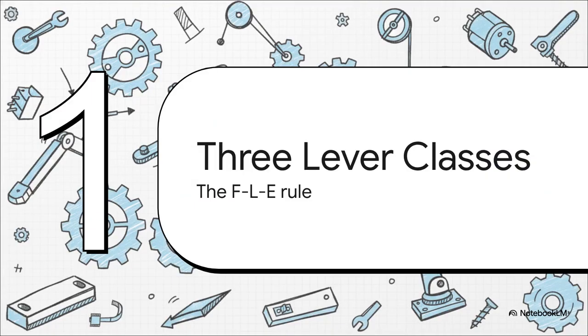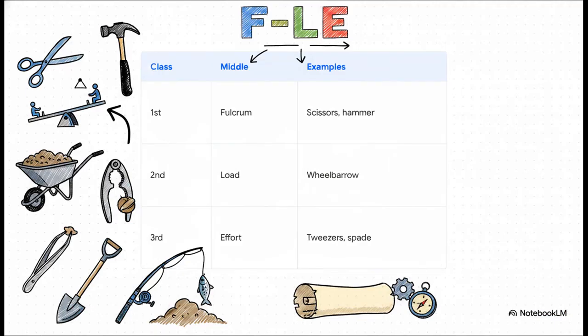We're making excellent time. Let's move deeper into the territory for Section 3, the 3 lever classes. In the wild, classification is entirely determined by one simple rule: which body part sits in the middle. To survive out here, you absolutely must memorize the mnemonic FLE. This tells you exactly what sits in the middle for classes 1, 2, and 3.